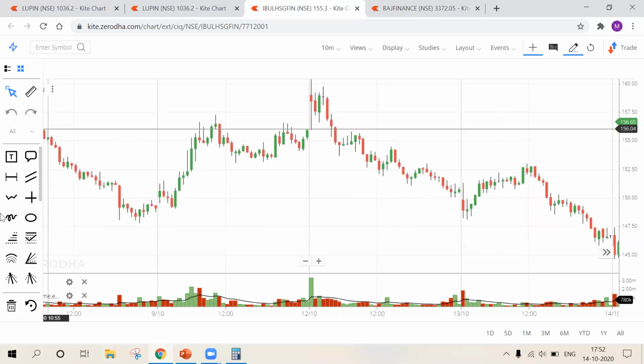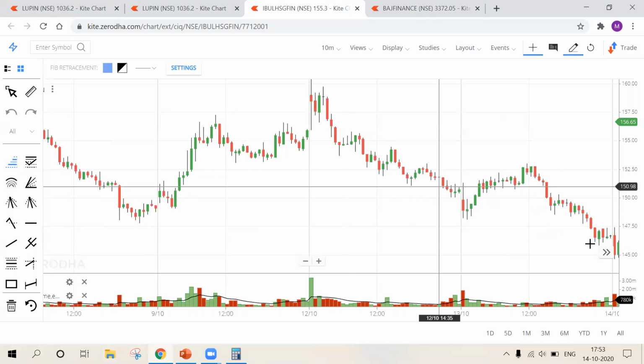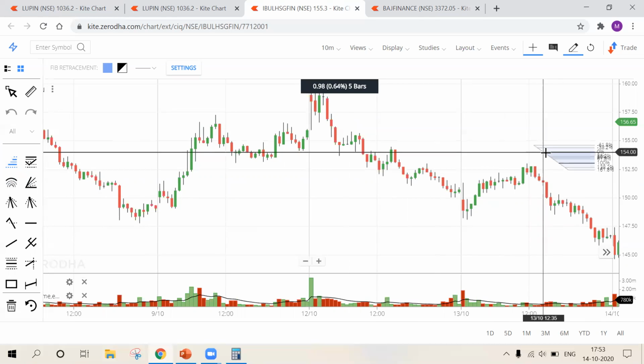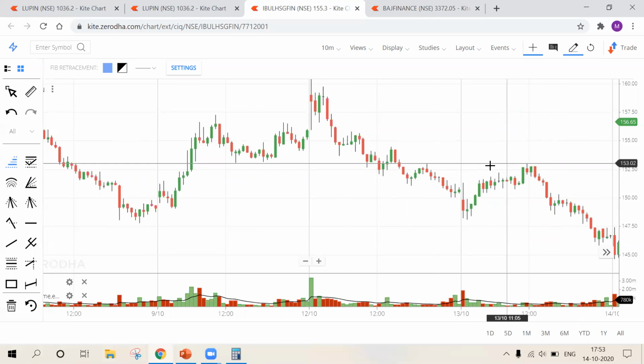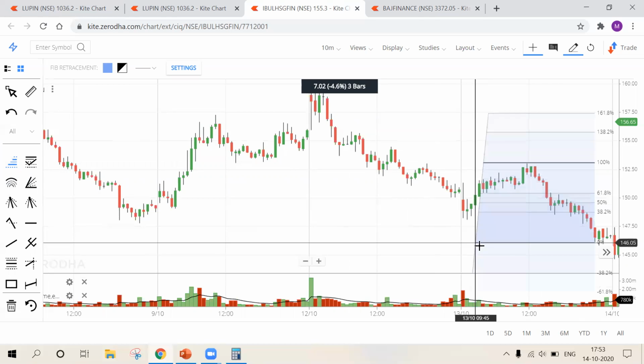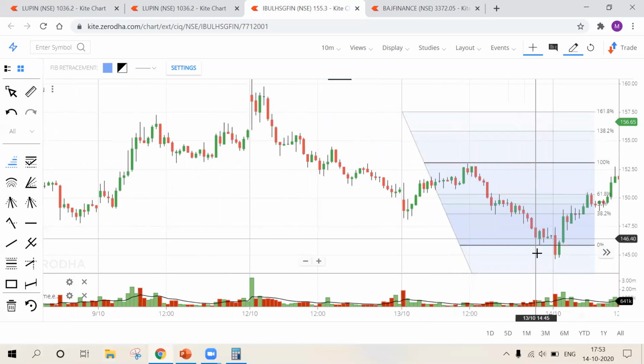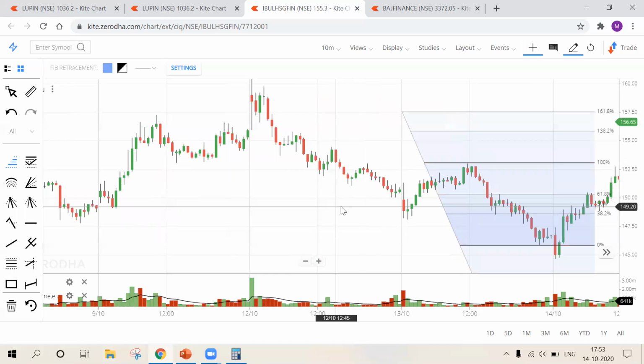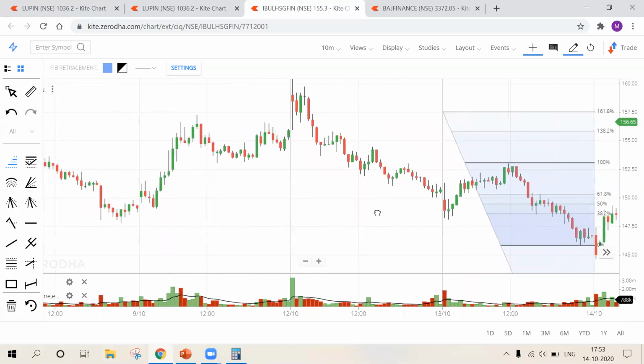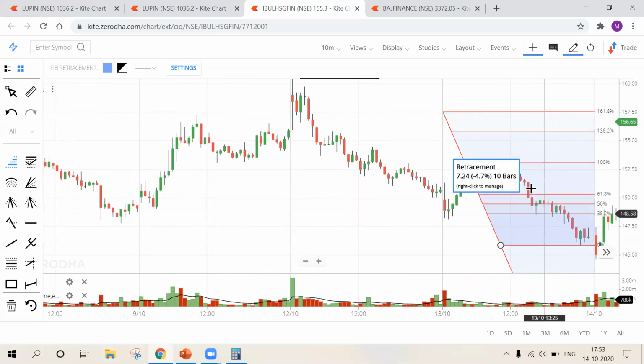So to work on horizontal pro level strategy, you need to draw Fibonacci levels first. To draw Fibonacci levels, you need to use the Fibonacci retracement drawing tool. So this is the Fibonacci retracement drawing tool. I'll try to connect previous day's high and previous day's low. Where is previous day's low? Yes, here. This is previous day's low and this is previous day's high. So I have connected previous day's high and previous day's low.